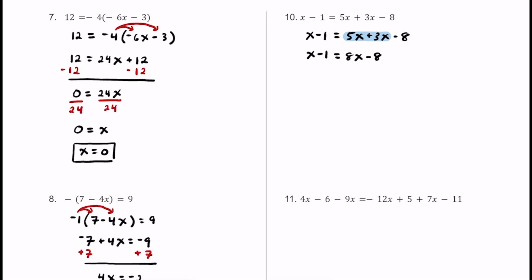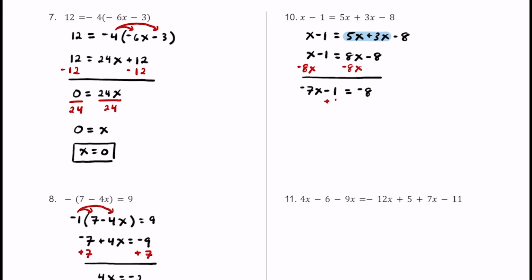I want my x's to be on the left side, so I'm going to take away 8x and take away 8x. If you want to take away 1x from both sides, you can do that if you don't want negative coefficients. 1x take away 8x, that's going to be -7x. So we have -7x minus 1 is equal to 8x minus 8x on the right side becomes 0. So we're just left with -8 over there.